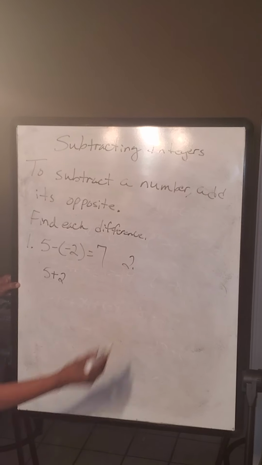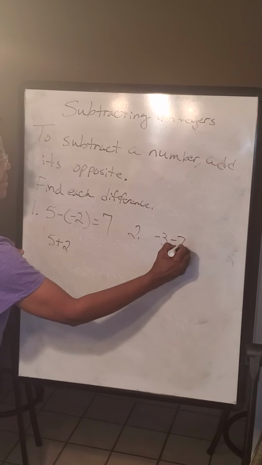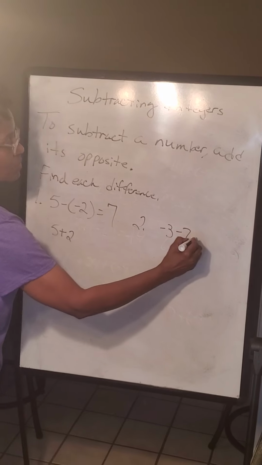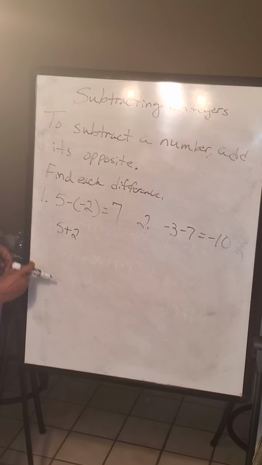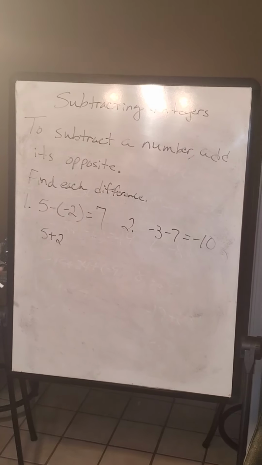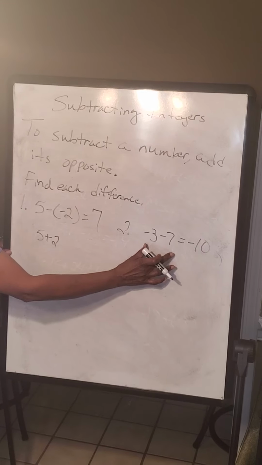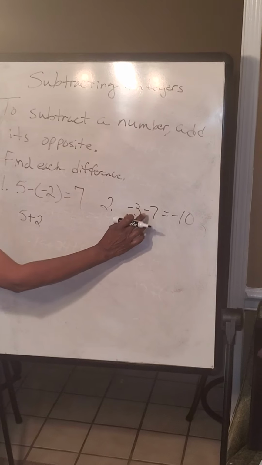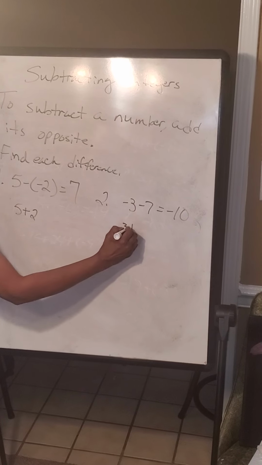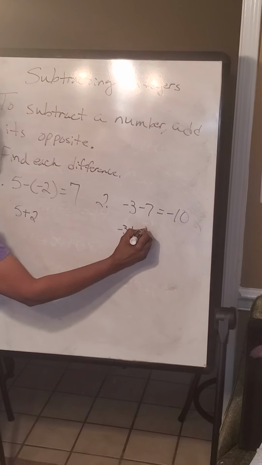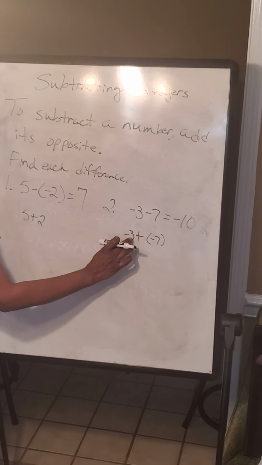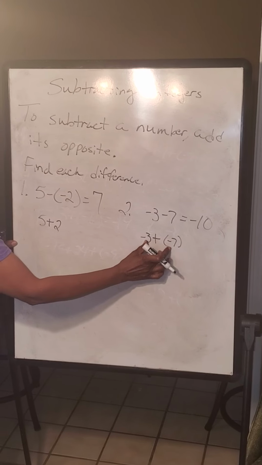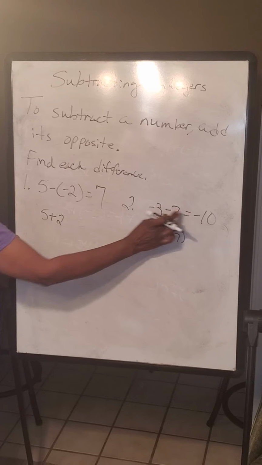Example 2. A negative 3 minus 7, that would give you a negative 10. Again, if you can't look at it to get your answer, let's write it as an addition problem. The rule tells me to subtract that 7, add its opposite. The opposite of 7 is a negative 7. So both numbers are negative, combine them, you get 10, the common sign is negative.